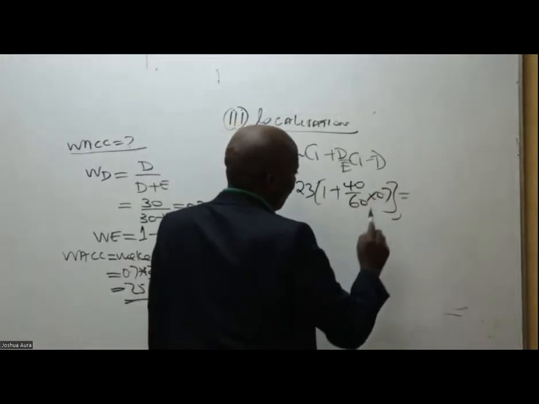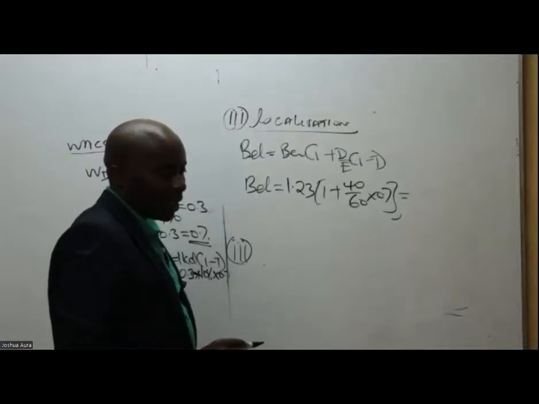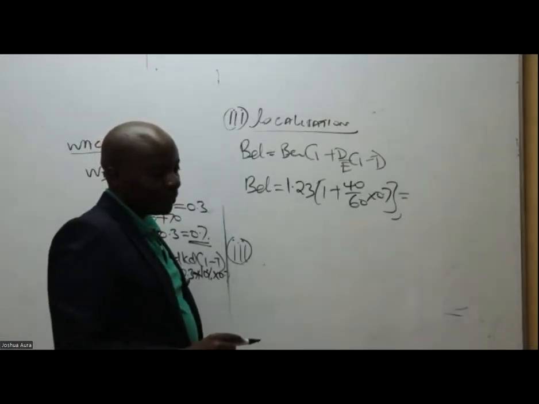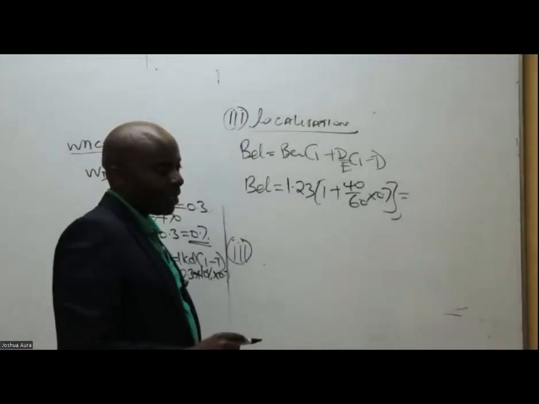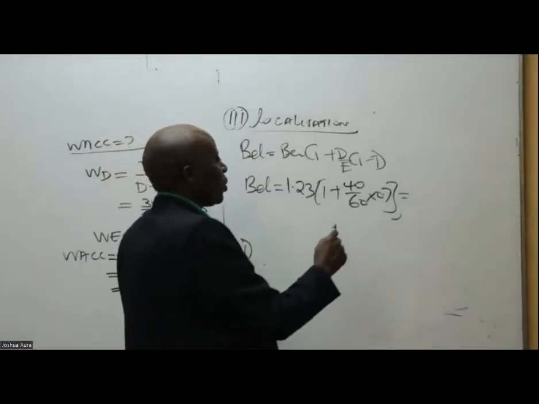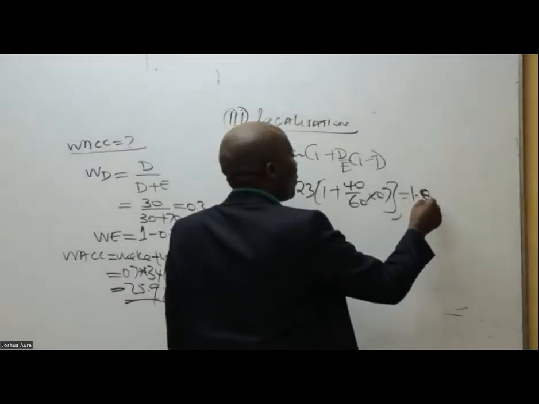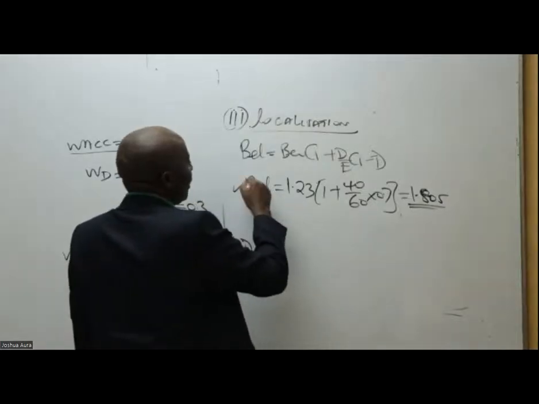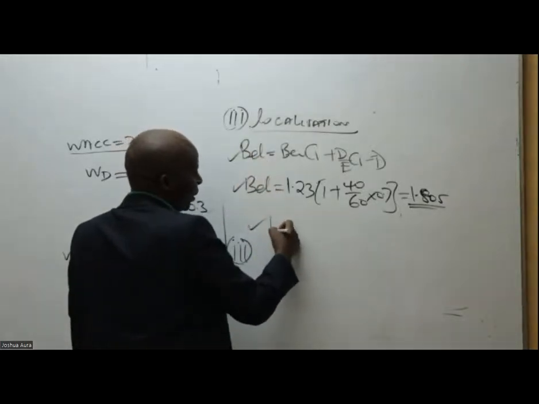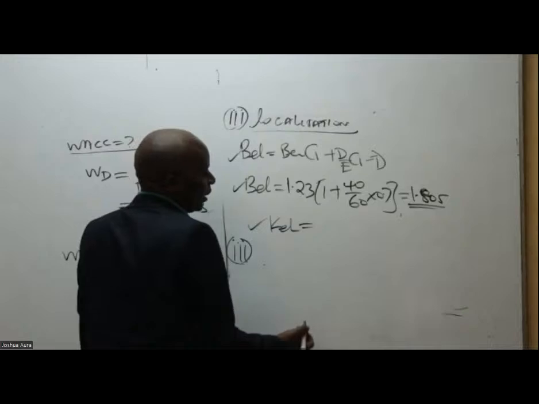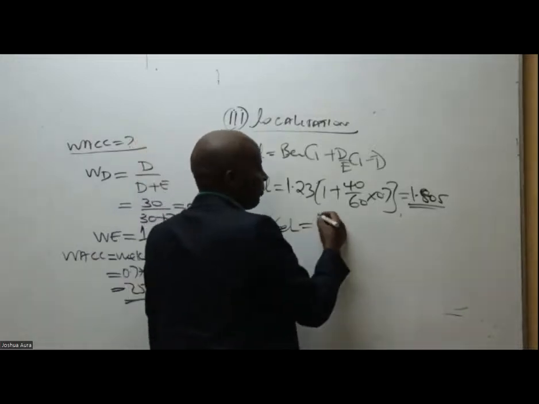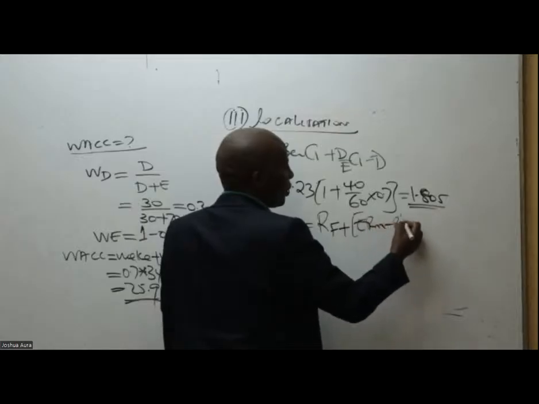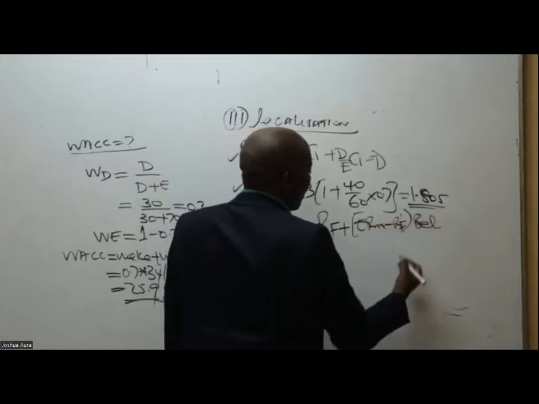So could you kindly give me the final answer there? The beta. So 1.805. Once I get this 1.805, I'll be able to move to the next thing, ladies and gentlemen, which is the cost of equity for the organization. I'm using CAPM. It is risk-free plus returns of the market minus risk-free multiplied by the beta of the organization.